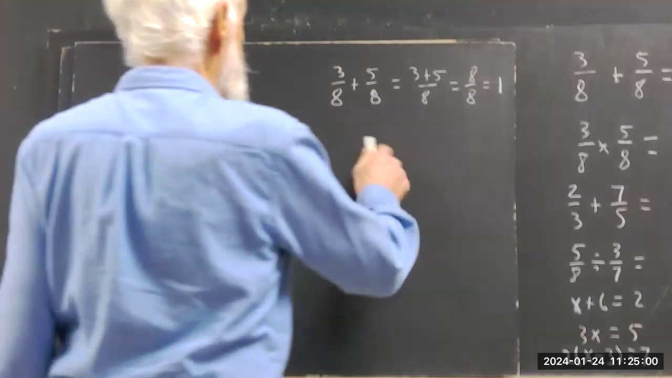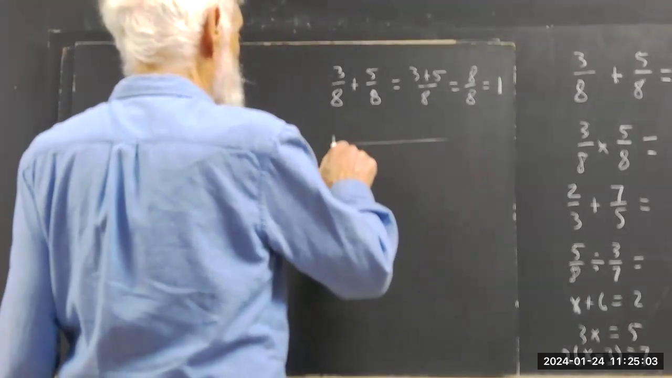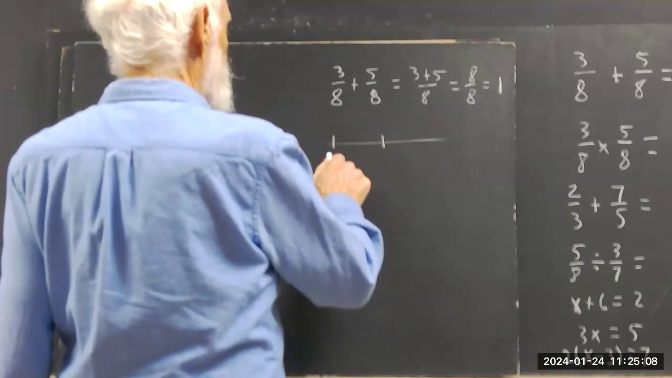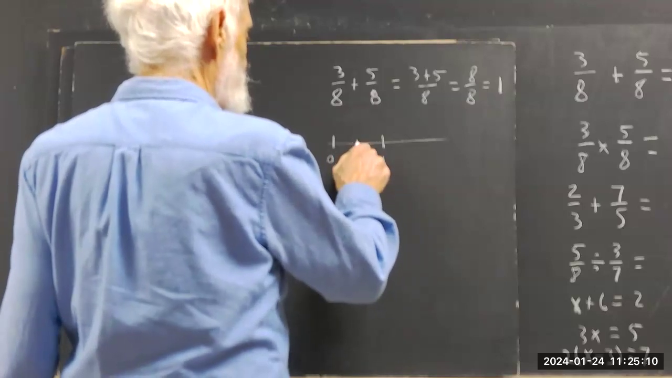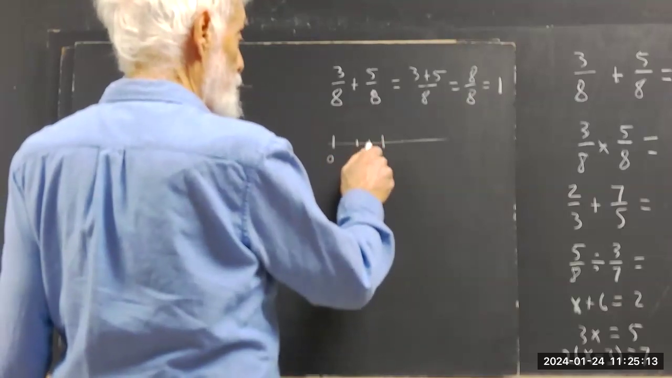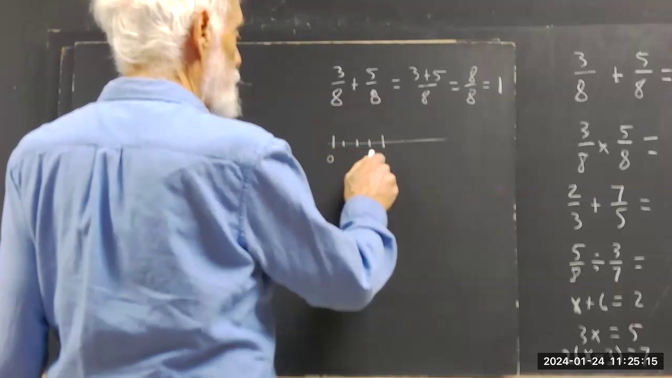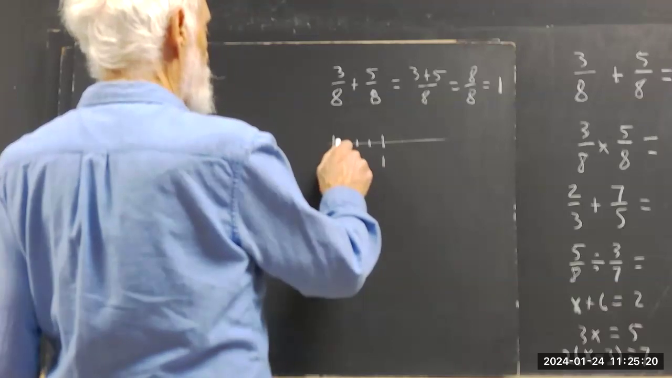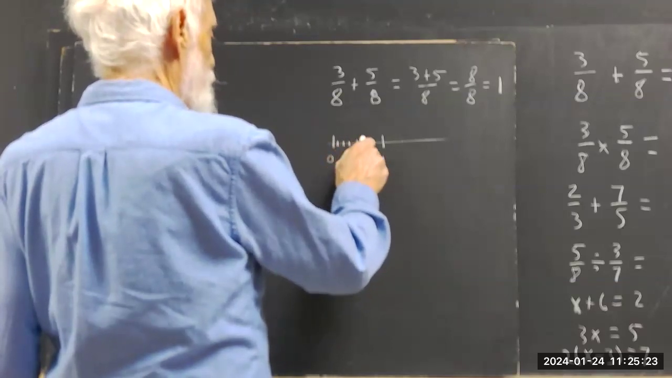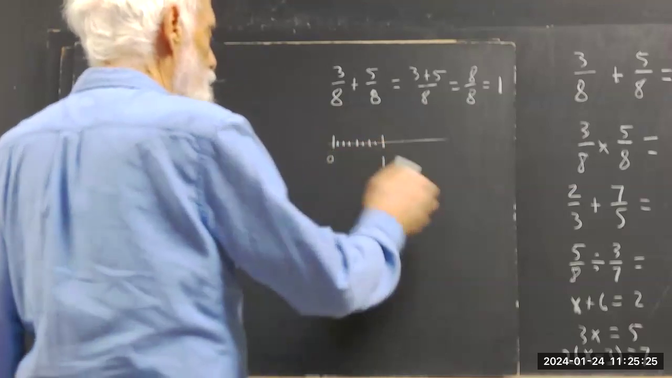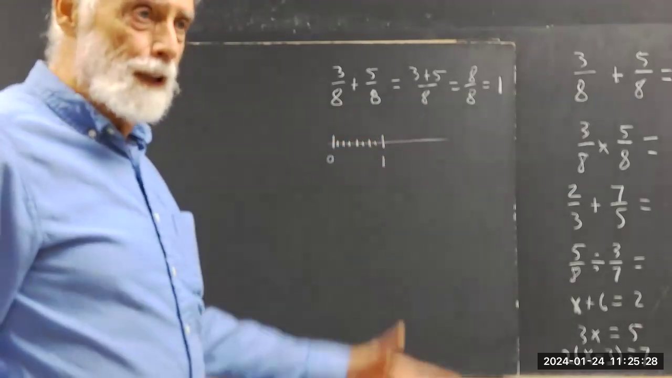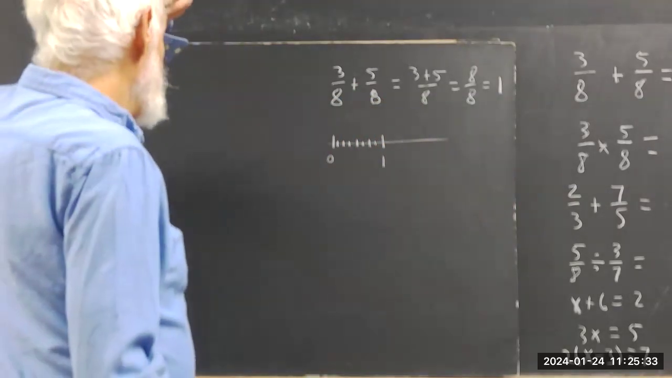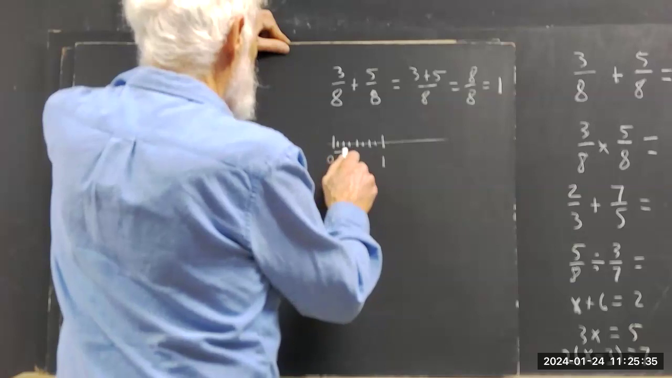Again, a picture that goes with this, I think, is kind of important to be able to make. So if here's 0 and here's 1, then here's 1/2. Halfway between 1/2 and 1 is 3/4. Halfway between 0 and 1/2 is 1/4. And if I divide each of those intervals in half, I have divided the interval from 0 to 1 into 8 pieces. And then 3/8 is this much.